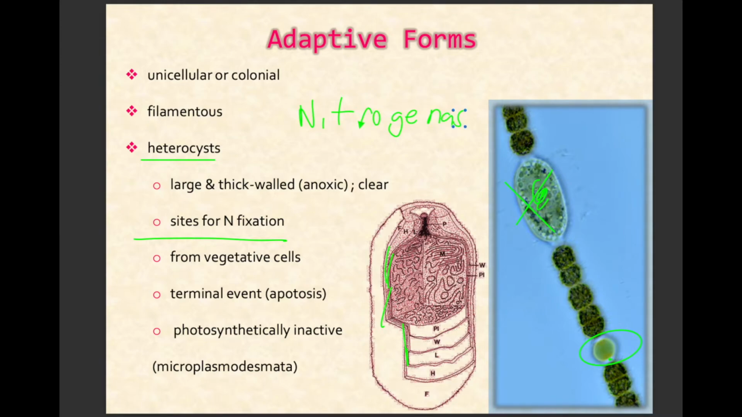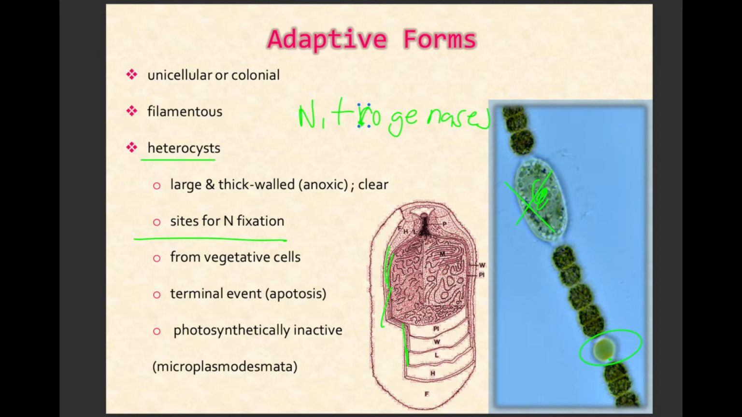Nitrogenase. Your nitrogenases are a very fickle enzyme in the sense that they are very sensitive to oxygen. When there's oxygen around, they get destroyed, or they change conformation, something like that. But yeah, that's why it's devoid of oxygen.